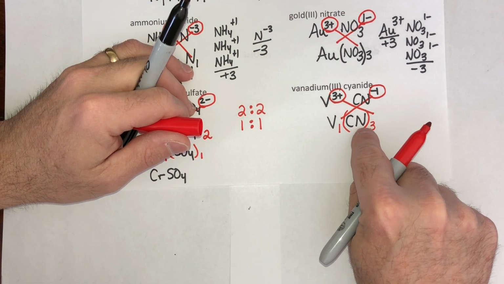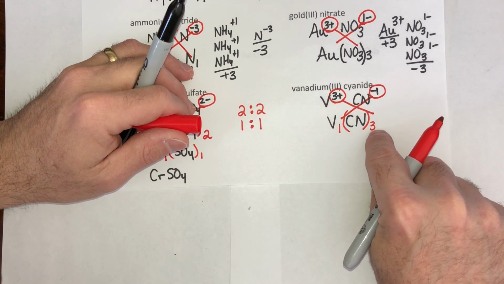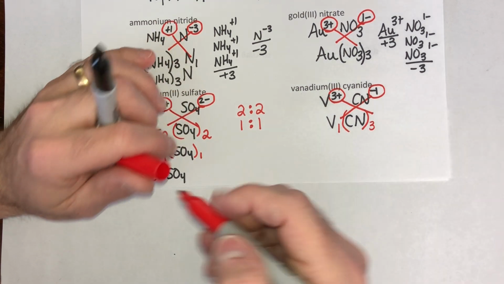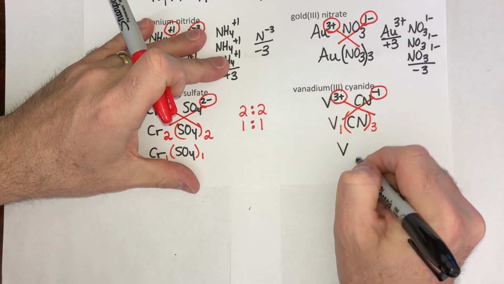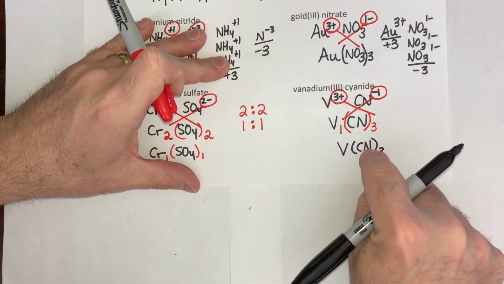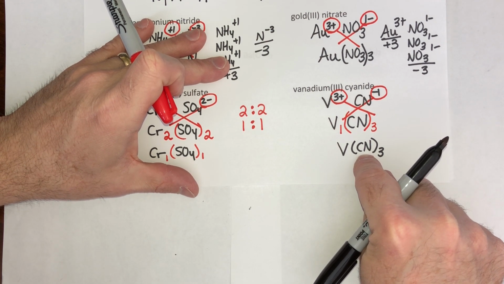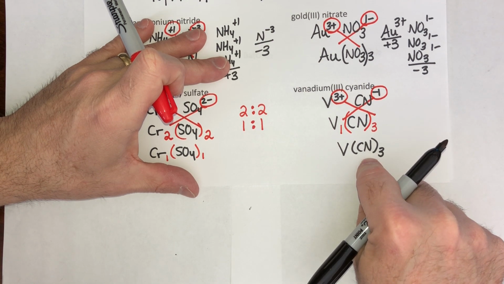So even if there's no number built into the polyatomic, if you have more than 1 of them, you still need to use brackets. Now, I don't want to use the 1 on the vanadium. We tend to drop 1s, so that would be V, CN 3 times. If you have a polyatomic, whether it ends in a subscript number or not, if you have more than 1 of them, you have to use brackets.